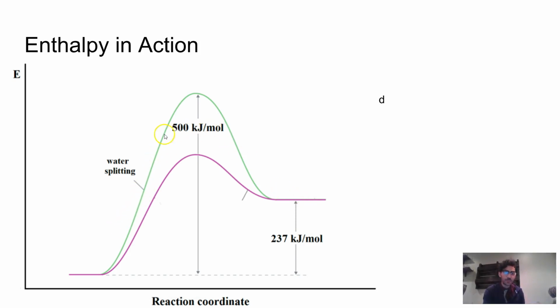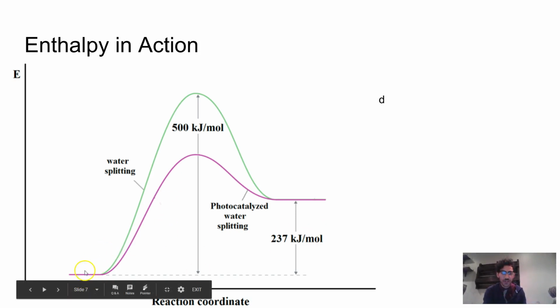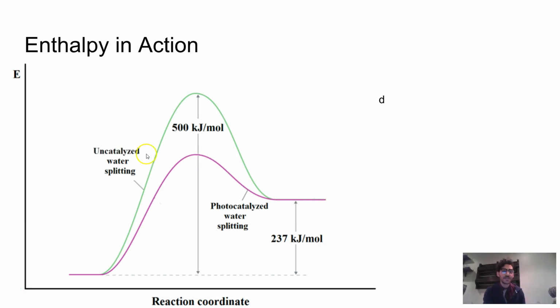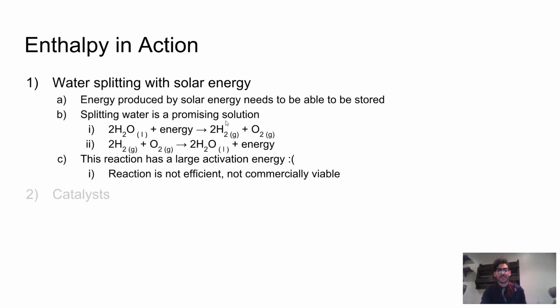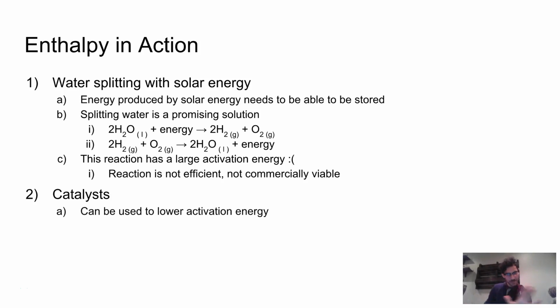This is our enthalpy diagram in teal for the water splitting reaction. Now you might be saying, what's up with this purple one? Well, that describes photocatalyzed water splitting, which is when we use a catalyst. You can see it has the same starting level of energy and ending level, but it has a lowered activation energy. The teal one is the uncatalyzed reaction. Now you're probably asking, what catalysts? You didn't mention this in the objectives? No, I didn't. It's a little surprise at the end.